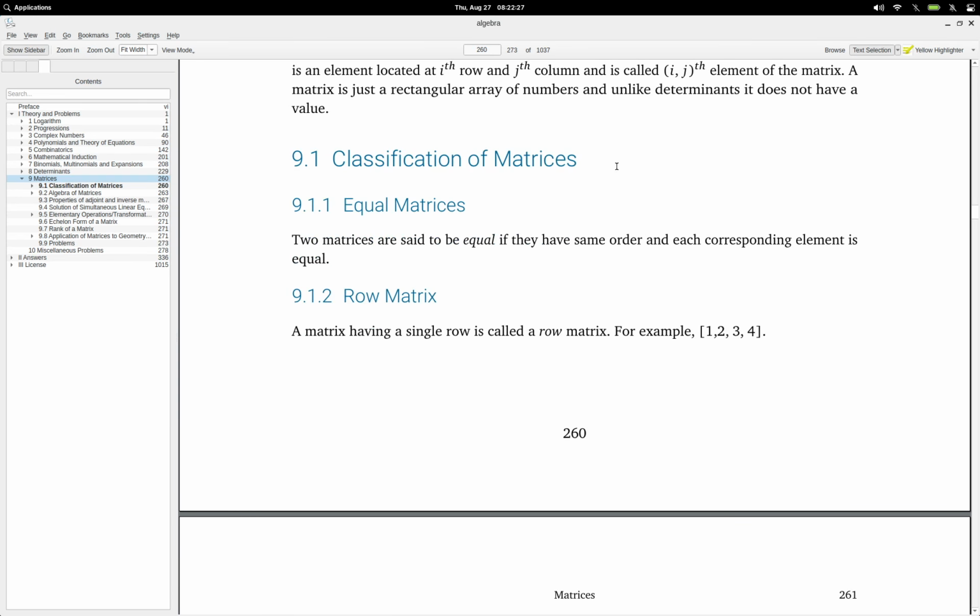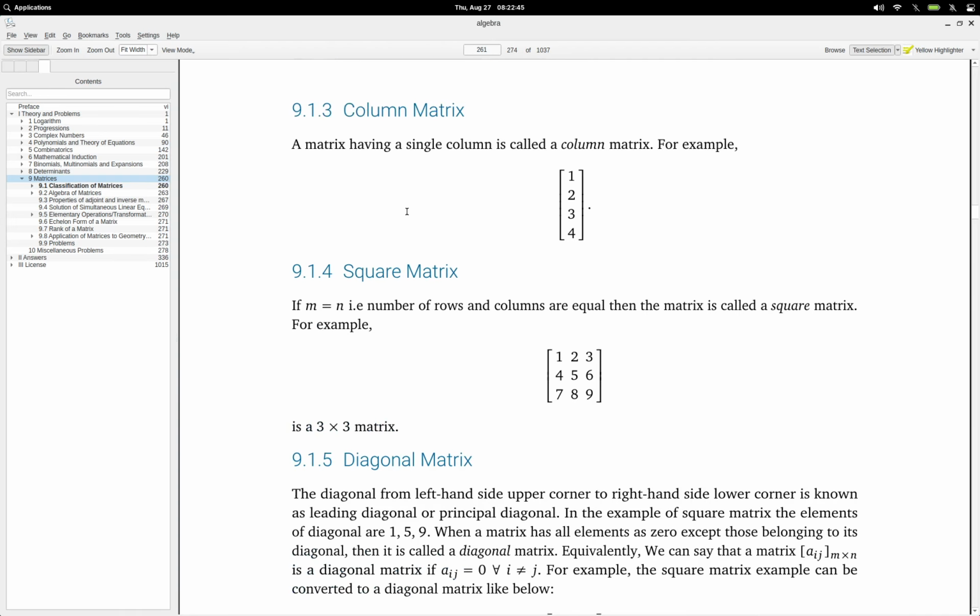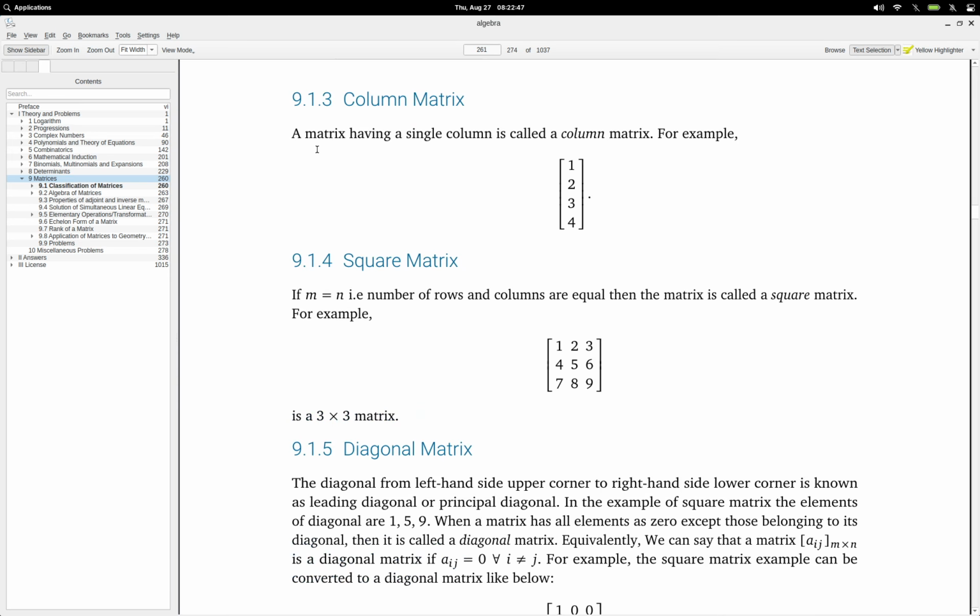So now we have classification of matrix, and first we look at equal matrices. Two matrices are said to be equal if they are the same order and each corresponding element is equal. Row matrix: a matrix having a single row is called a row matrix, for example 1, 2, 3, 4. Column matrix: a matrix having a single column is called a column matrix, for example 1, 2, 3, 4, like so.